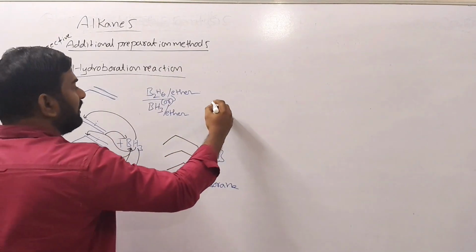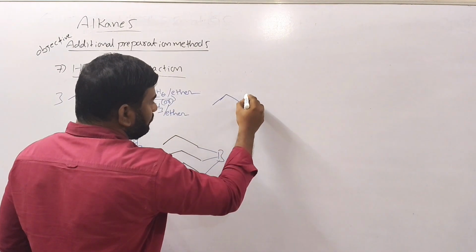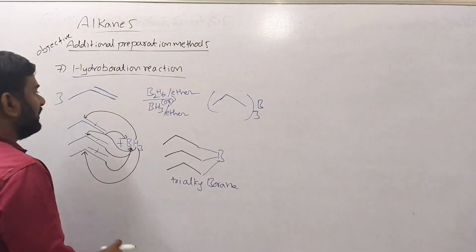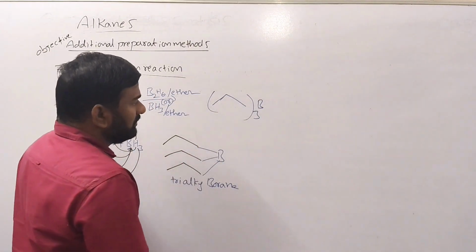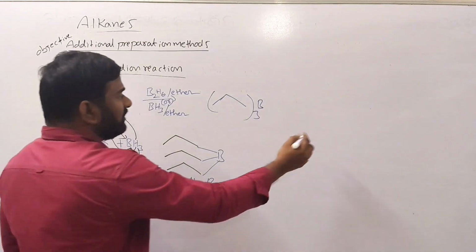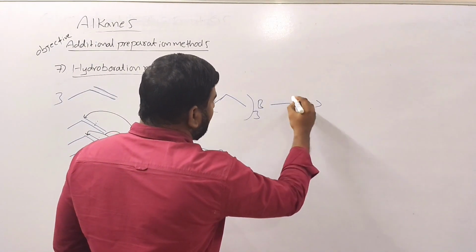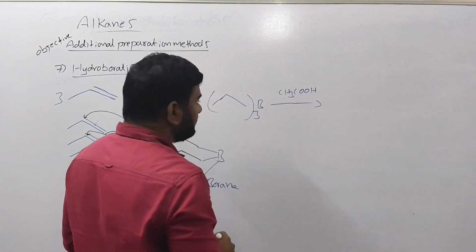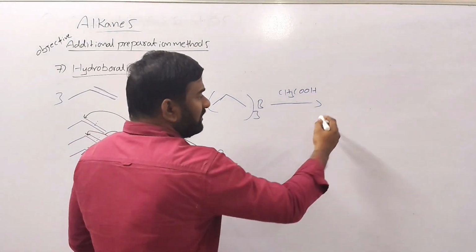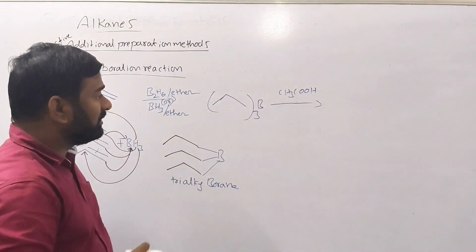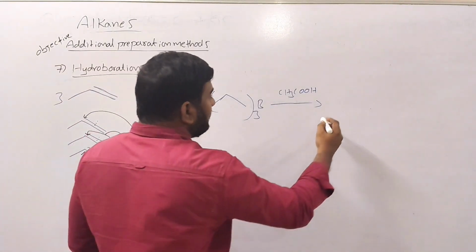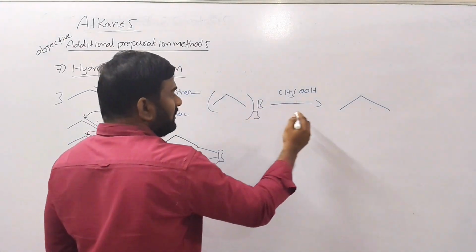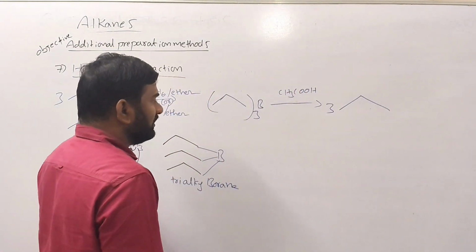How can we write this trialkyl borane with 3 alkyl groups? Alkyl groups, 3 times. So the trialkyl borane can be written as this. This one reacts with acetic acid. What is happening here? Here we get the corresponding alkane. Whatever number of carbons the alkyl group contains, the same number of carbons containing alkane we get.